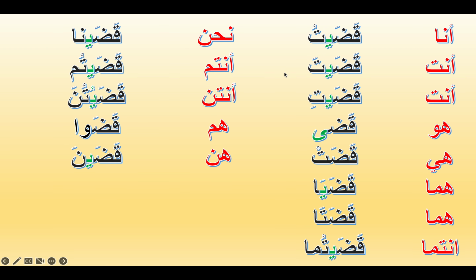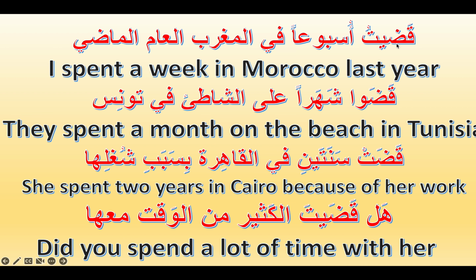Now, let's see the conjugation of qada in the past. Unlike nasiya, which was nasaytu, I forgot, nasayta, qada is qadaytu, qadayta, qadayti, qada, qadat. For the hiya, it just disappears. Now, take a pen and paper, pause the video, and write down these verb endings until you memorize them, as it is vital that you know how to conjugate verbs that end in an alif maqsoora in the past. Okay, let's continue. Here are some examples.